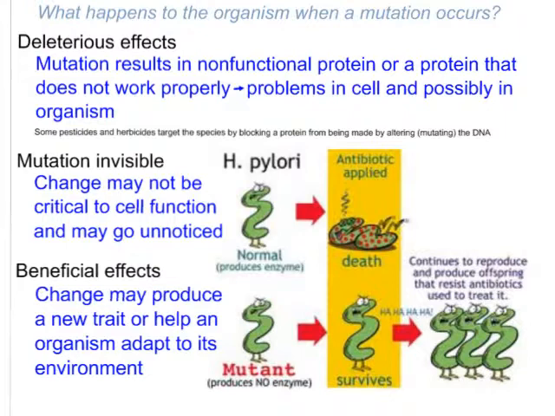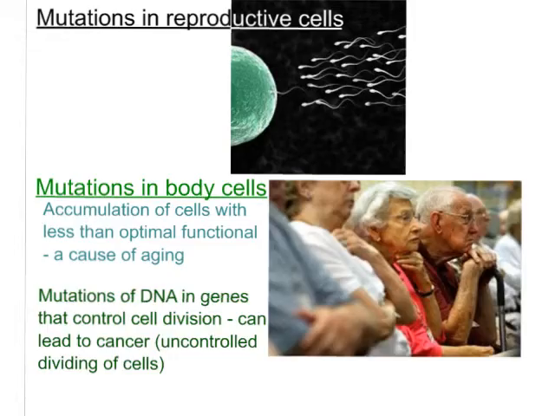Here we have a normal bacteria that, when an antibiotic is applied to it, dies. Here is a mutant bacteria. It does not produce a particular enzyme, and when an antibiotic is applied to it, it actually survives. So it's just showing that sometimes mutations can be very beneficial.